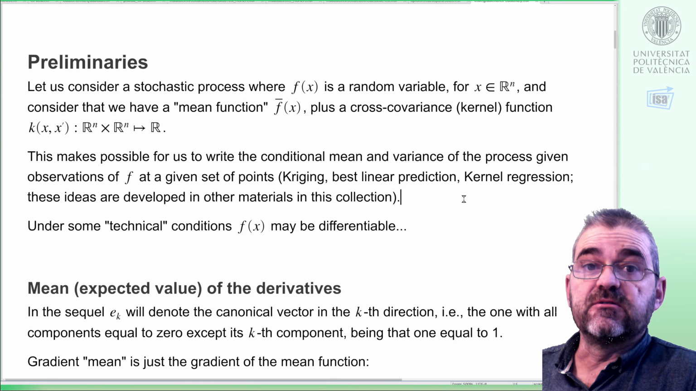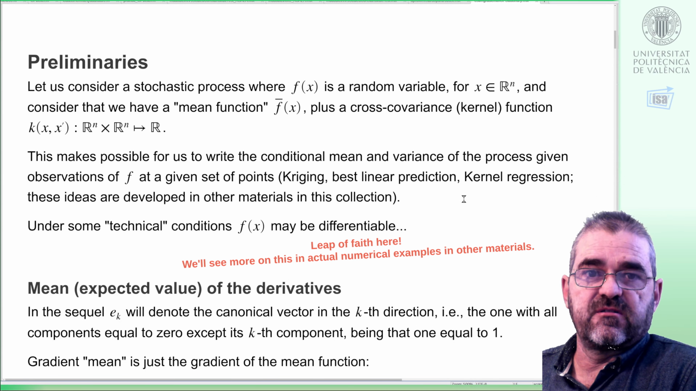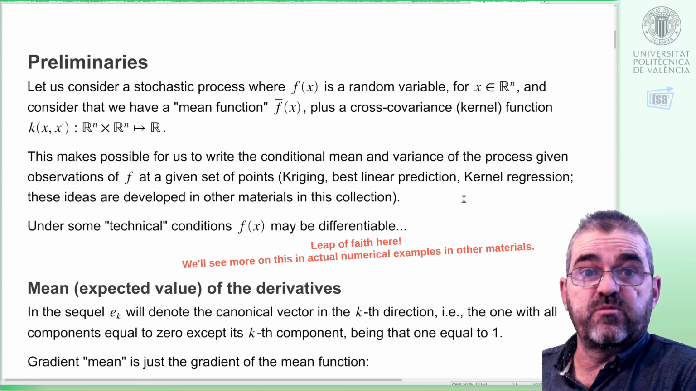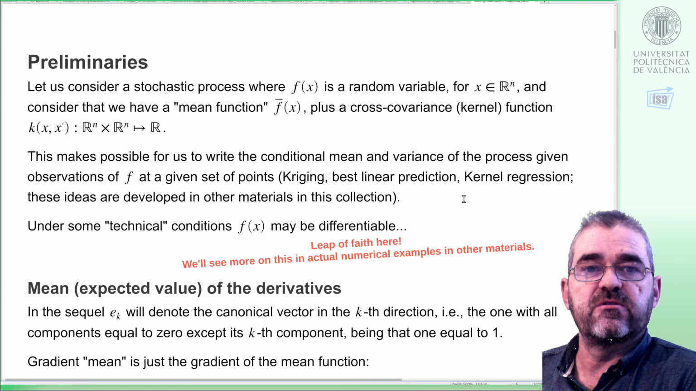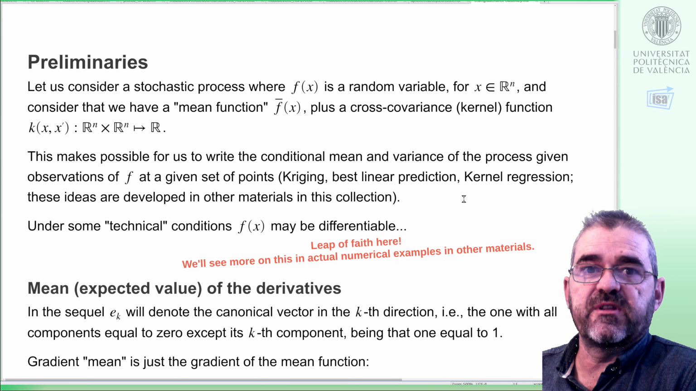Under some technical conditions, f may be differentiable. We are not discussing those technical conditions, just imagining that, okay, if we have a mass subject to random forces, then the derivative of its position exists, means something, is the speed. And even if mathematically defining all that can be sort of tricky, well, okay, as engineers, we do understand what the speed of a randomly moving pedestrian, let's say, is, okay?